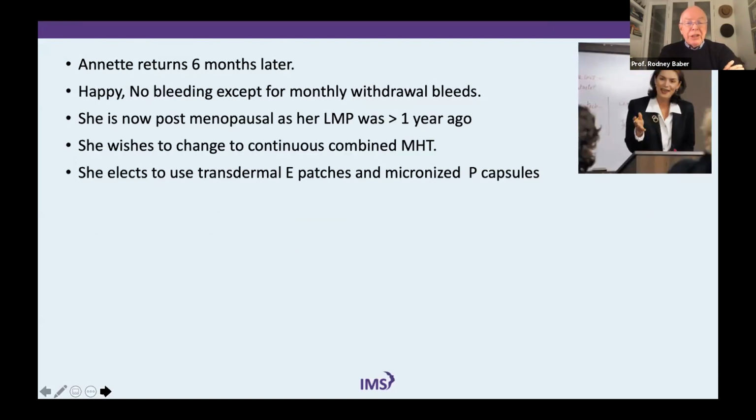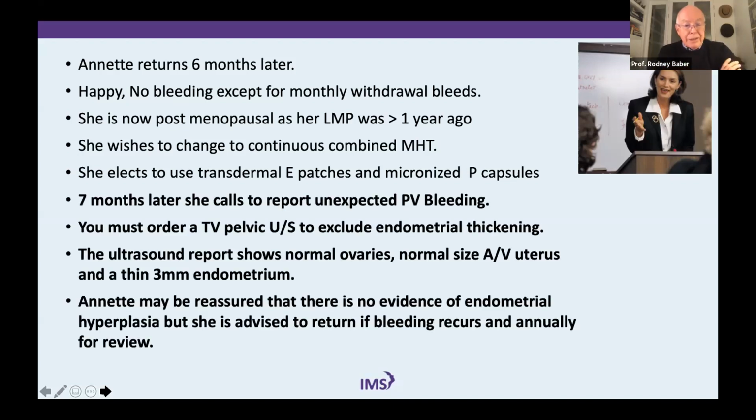She was happy. She'd had no bleeding except for her monthly withdrawal bleeds, and she was getting sick of those. She's now postmenopausal by definition, as her last real period was more than a year ago. And she said to me she wanted to change to continuous combined MHT. I thought that was a fair thing. So we switched her to use transdermal patches and micronized progesterone capsules, which seemed like a good idea. But 7 months later, she rang me and said she'd had some unexpected PV bleeding.